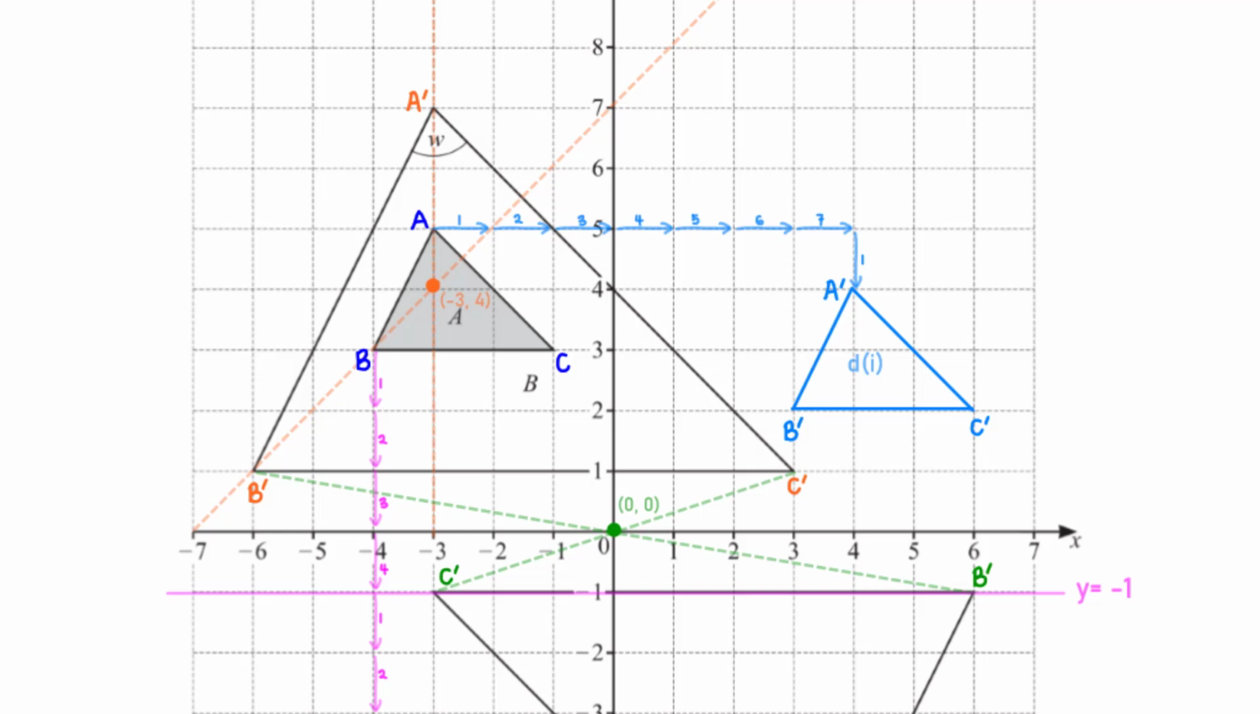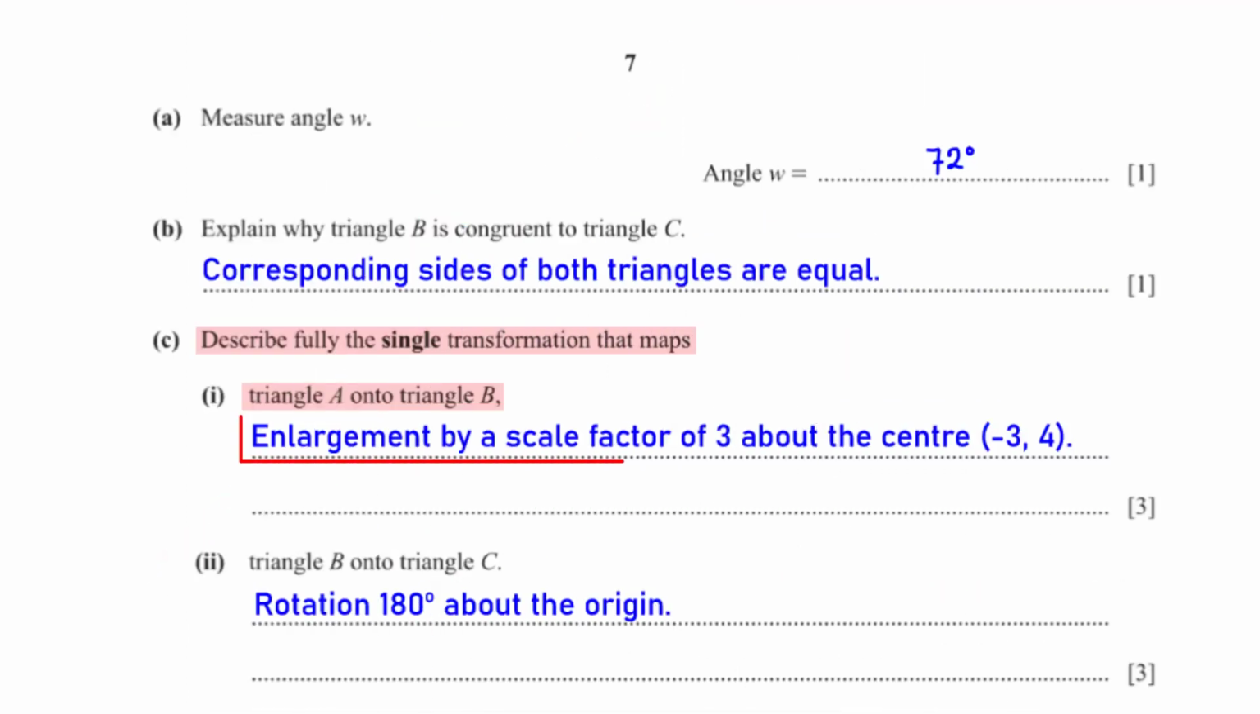From here, all we need to do now is to find the center of enlargement. We can get this by connecting at least 2 corresponding points on both triangles. The intersection point of the lines is the center of enlargement, which in this case is -3, 4. And so the full description for this transformation would be enlargement by a scale factor of 3 about the center -3, 4.